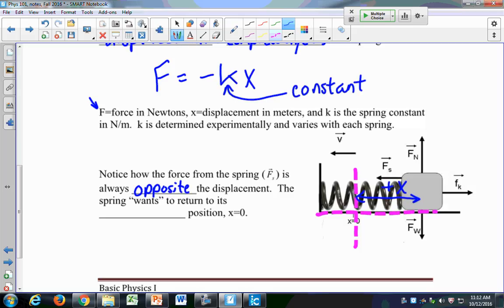In fact, that's why we have this negative in Hooke's law that describes the force and the displacement, because the force of the spring will always be opposite the displacement. You can think of it as like the spring wants to get back to that equilibrium position. The spring doesn't really want anything, right? It's just a spring. But it feels a force that would pull it back towards this equilibrium position. Likewise, if I push this thing back in the negative direction, the force of the spring would be towards the equilibrium position. So Fs will always be towards the equilibrium position. So the spring wants to return to its equilibrium position, which is at x equals 0.